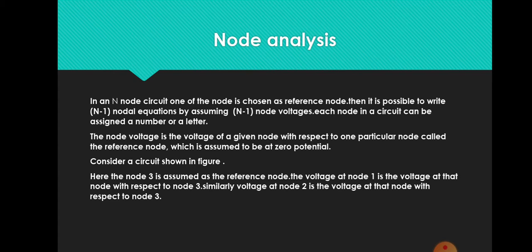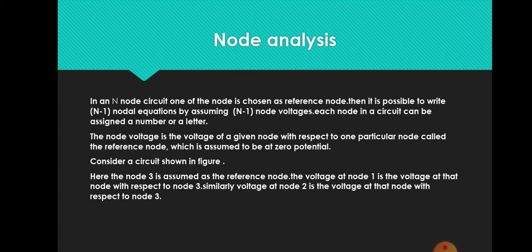So, if there are n nodes in a circuit, there will be n-1 nodes to which we assign some voltages, and one node is taken as the reference node, and there will be n-1 nodal equations, okay. The node voltage is the voltage of a given node with respect to one particular node called the reference node, and the reference node is assumed to be at zero potential.